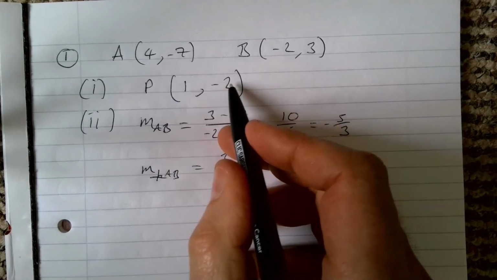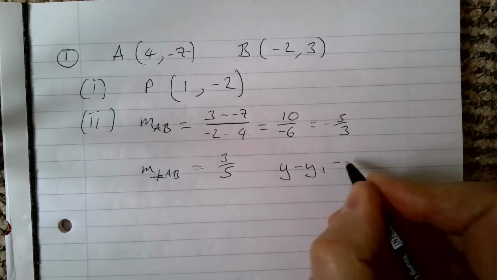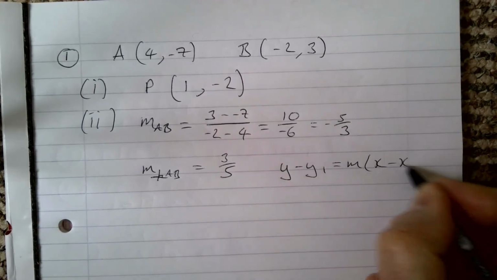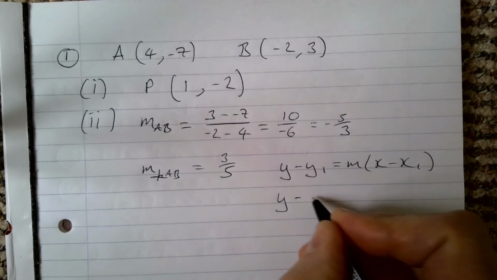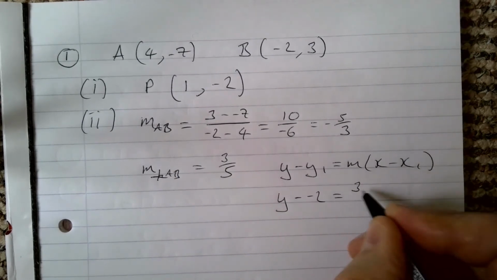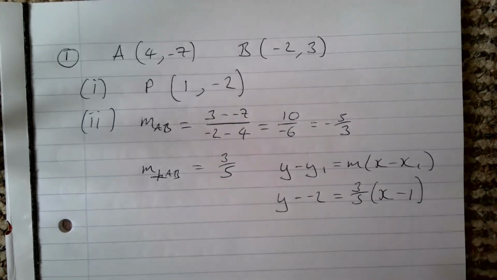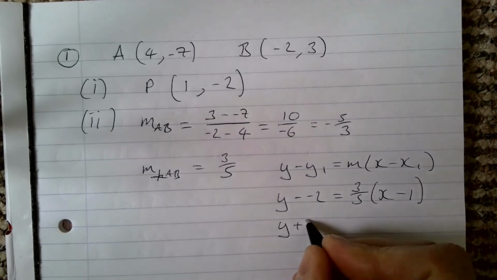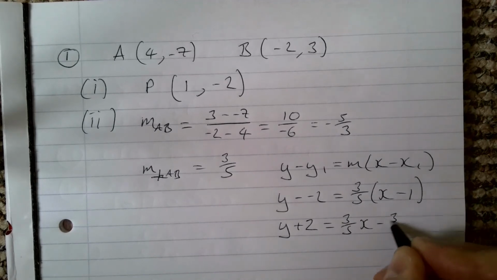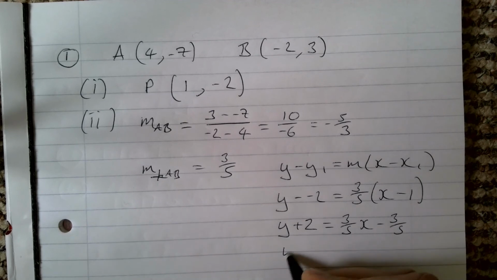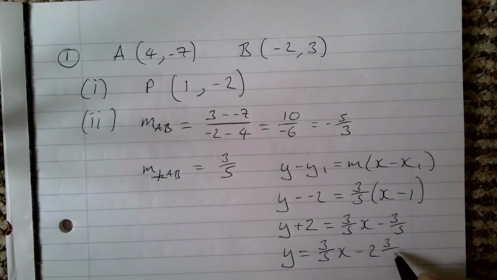We now know the gradient of the line. We know a point on the line, so we can sub it in. You can sub it into y equals mx plus c, or you can sub it into your other formula, y minus y1 equals m times (x minus x1). So we get y minus -2 equals 3/5 times (x minus 1). So it's going to be y plus 2 equals 3/5 x minus 3/5, and I'd rearrange that as y equals 3/5 x minus 2 and 3/5.